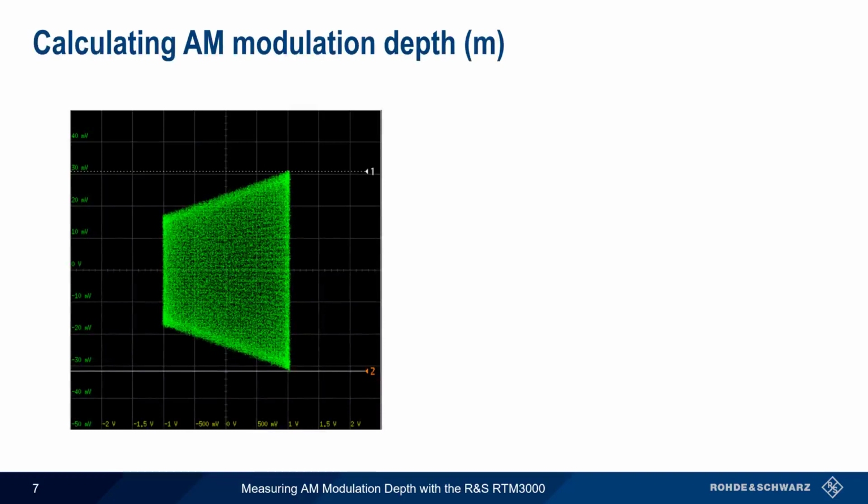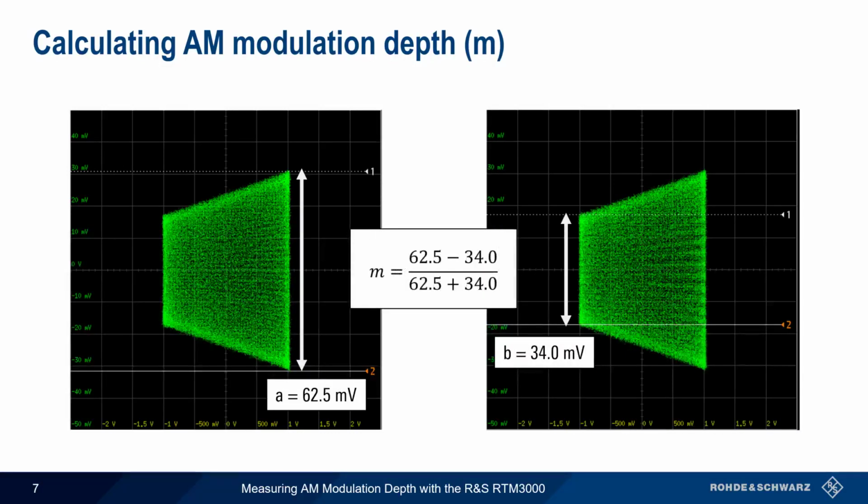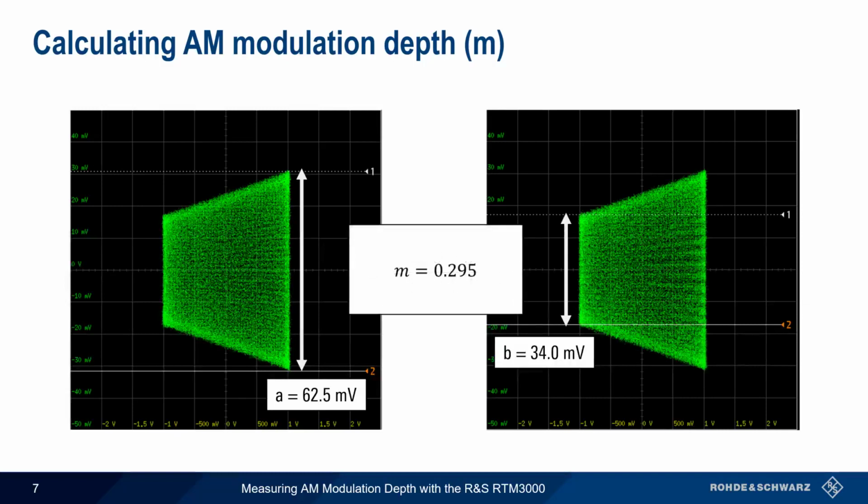We can now use the so-called trapezoid method to calculate AM modulation depth M. The first step is measuring the length of the two vertical edges of the trapezoid using cursors. We'll call the length of the right edge A. We then measure the length of the left edge and call this B. Using a very simple equation and substituting in the measured values gives an AM modulation depth of 29.5%.